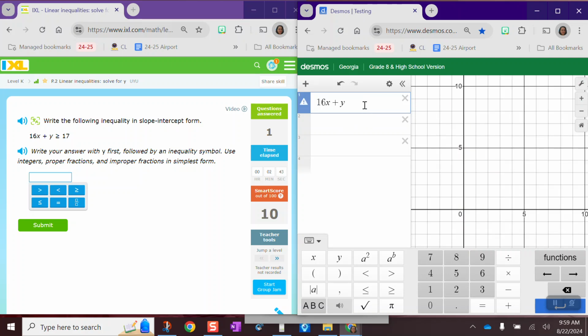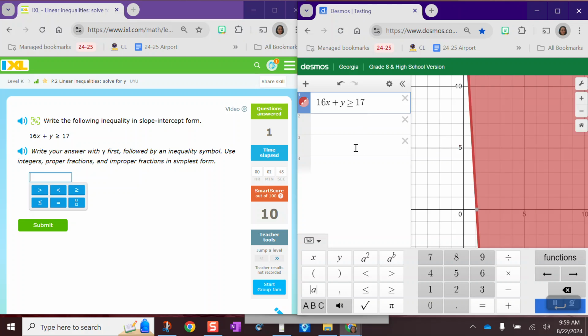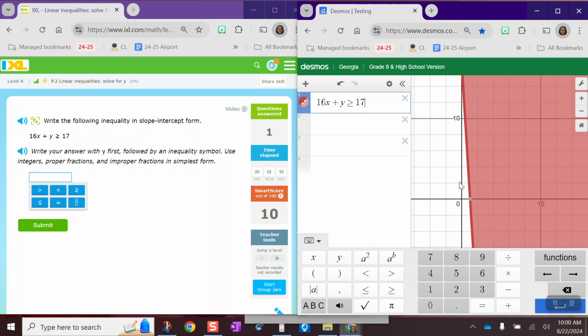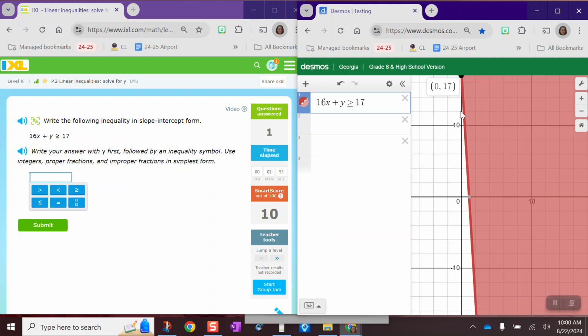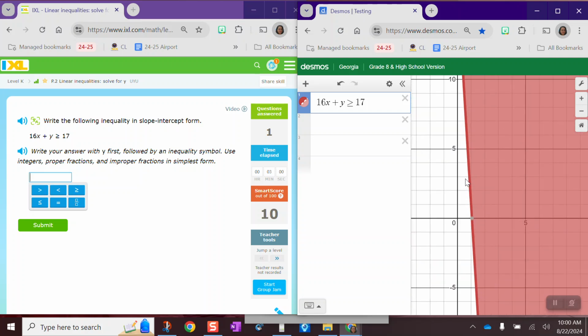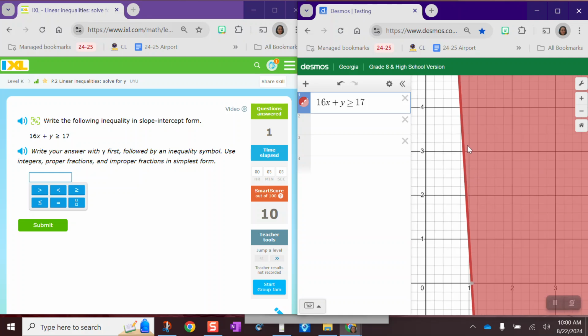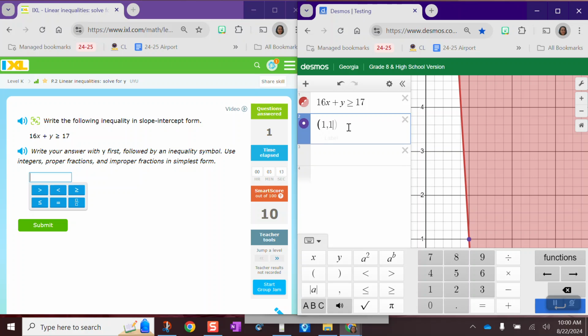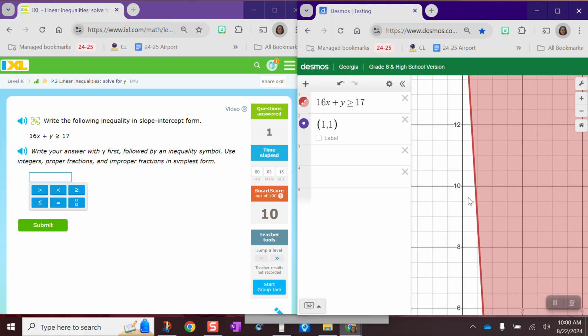16x plus y greater than or equal to 17. Okay, so once again, I'm going to try to make this. So I'm going to use this point. Ooh, that's not going to work, you see? That's too decimally. But it looks like this one's going to work. You'll see (1, 1). Yes, Miss Medina, we see it. I'm going to use (1, 1). I'm just writing it because I don't have paper on me. And what's the other one?